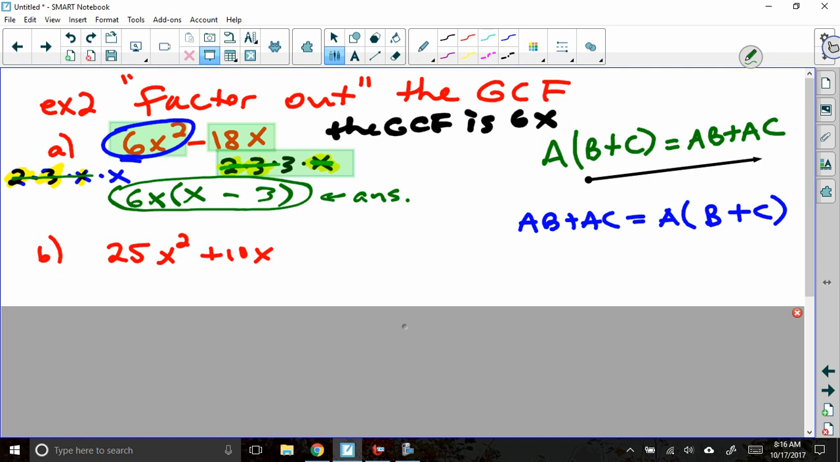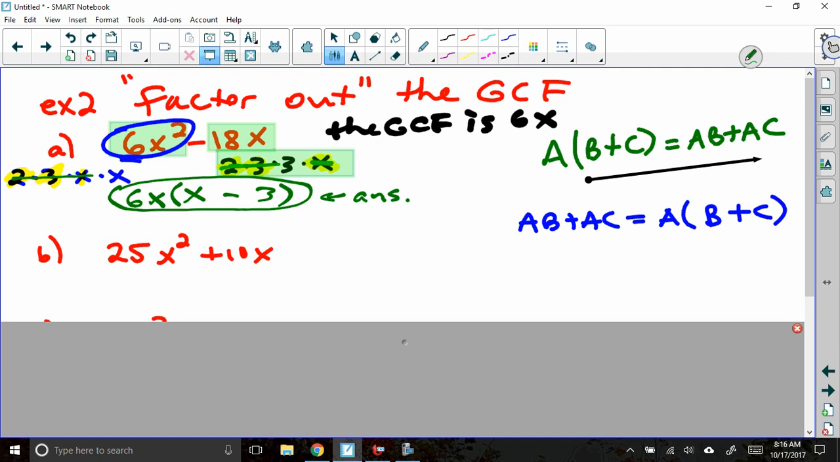I think we can handle something like number B here. I hope. So we're trying to factor out the GCF of 25x squared plus 10x. Now at this point, I bet somebody knows what the GCF is. Not just 5x, right? So we're going to factor out, did somebody ask why the x? Okay. Well, 5x is the GCF, so this is going to be 5x times the group of.